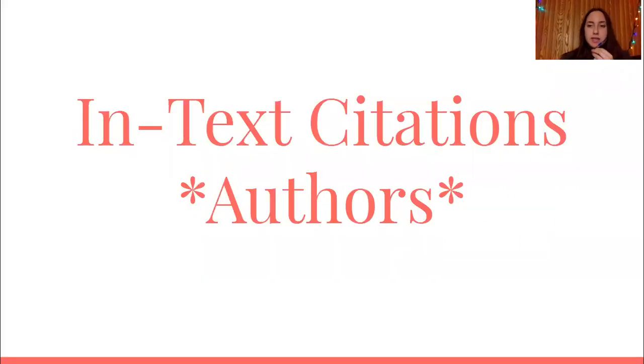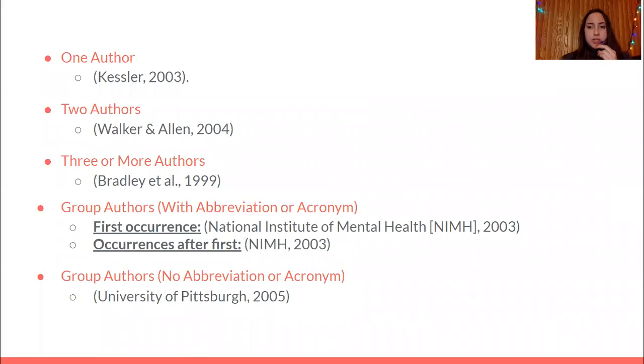All right, moving on to in-text citations and formatting with authors. If you have one author, just list their last name, comma, the year it was published. If you have two authors, the last name of the first author, use an ampersand, and then the last name of the second author, comma, the year it was published. This is all pretty much the same from 6th edition to 7th edition. If you have 3 or more authors, list the first author's last name and then add et al., comma, the year the source was published.